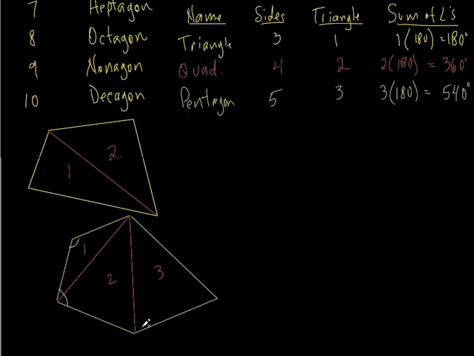When I add up all 5 of these angles right here, all 5 of those angles are going to add up to be 540 degrees. Make sense? Let's not keep drawing this out. I think we got the idea now.